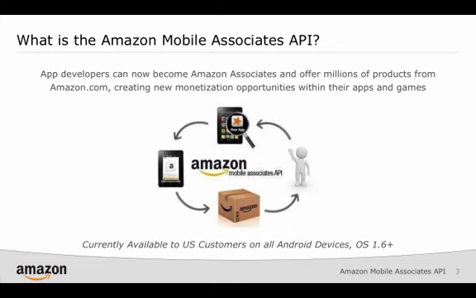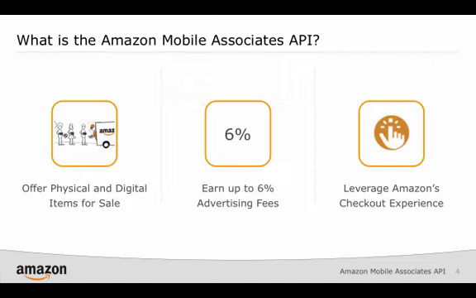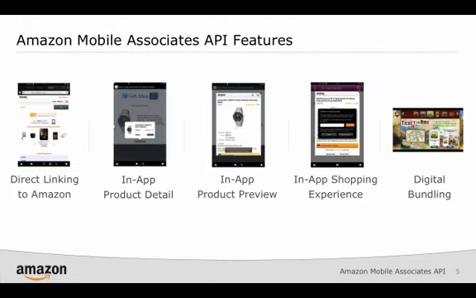MAA can be used in apps distributed through the Amazon App Store, the Google Play Store, or any other Android distribution mechanism, and is currently available to U.S. customers using any Android device running OS 1.6 and above. So in summary, when using the new API, developers can earn up to 6% on qualifying in-app customer purchases of physical and digital items, and customers are able to leverage Amazon's safe and trusted checkout experience to easily buy and receive goods. The Mobile Associates API offers 5 different purchase experiences for you to choose from.